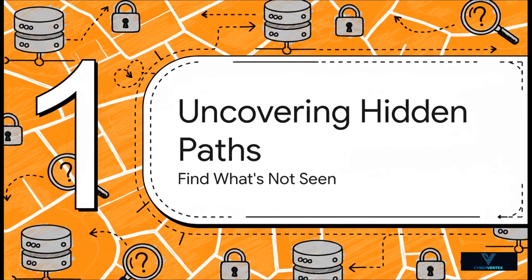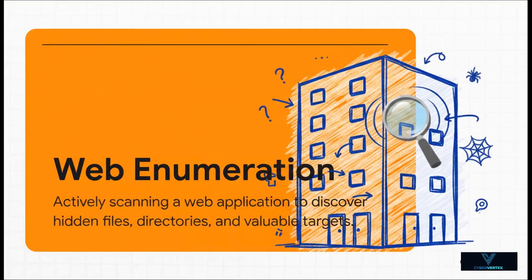All right, let's kick things off. First up, uncovering hidden paths. This is where the journey really starts, with enumeration. You can think of it as the art of carefully mapping out your entire attack surface before you even think about launching an attack. Look, before you can even think about attacking, you gotta know what's there, right?